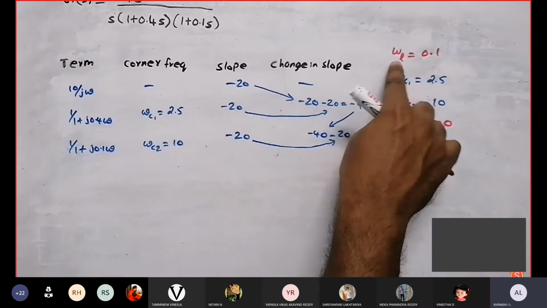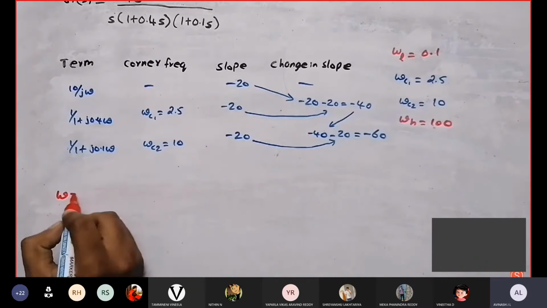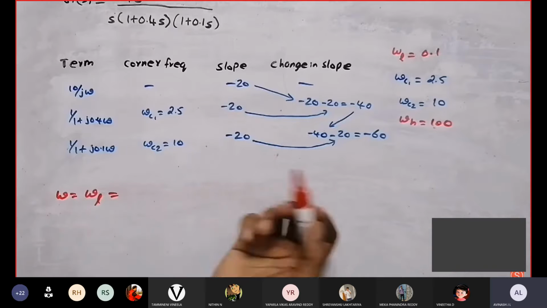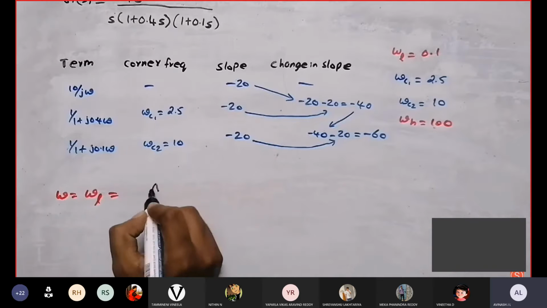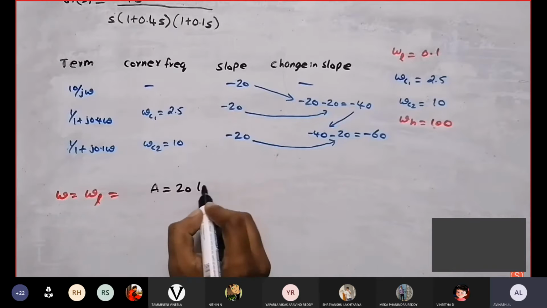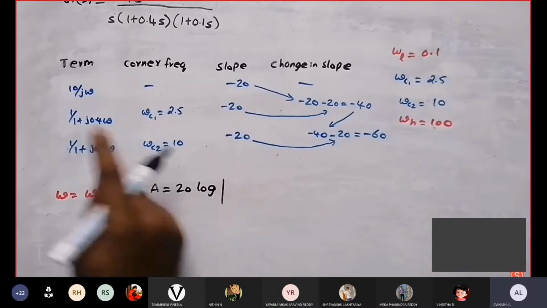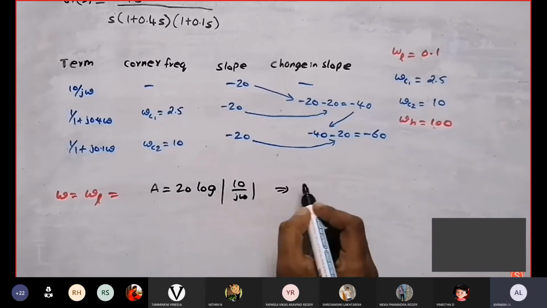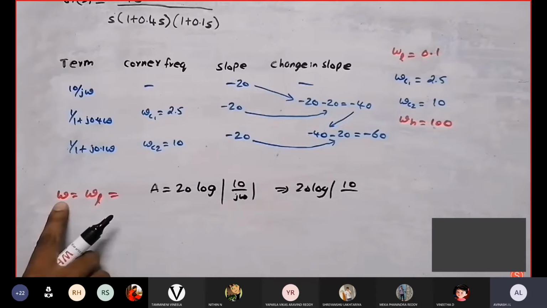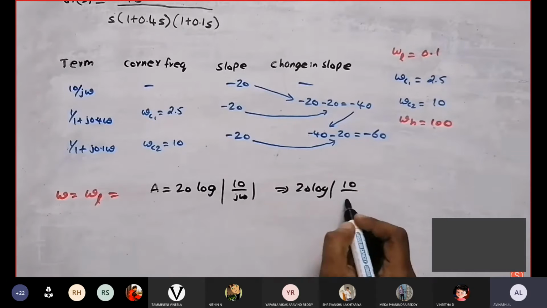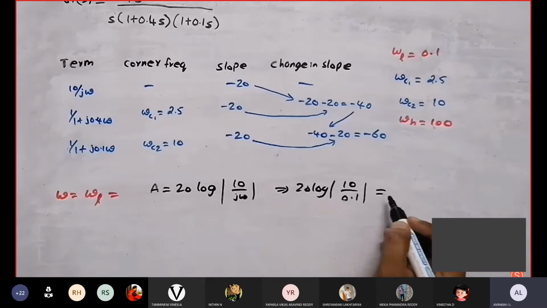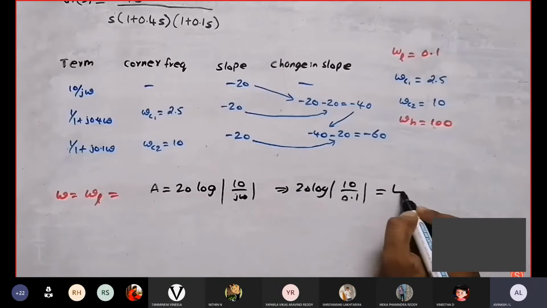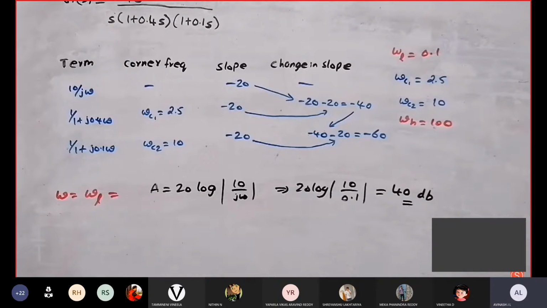First of all, we can find the magnitude when omega equals omega lower. For finding magnitude, where A is our magnitude, the equation is 20 log of the first term, 10 by j omega. Its magnitude we need to take. So 20 log 10 divided by omega, and we substitute omega as 0.1. So 10 by 0.1. When we solve in the calculator, you will get the answer as 40 dB. That is our first magnitude when omega equals omega lower.